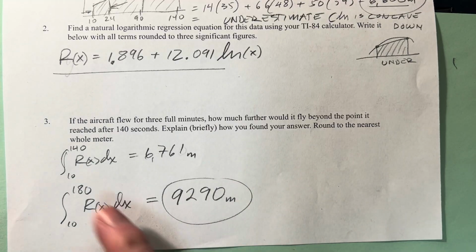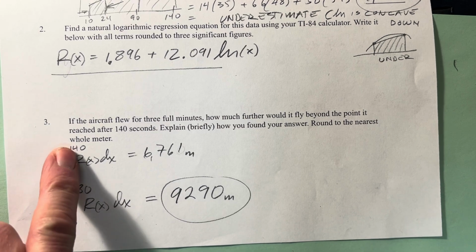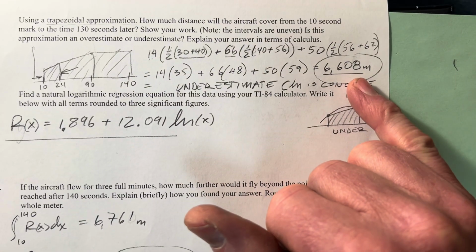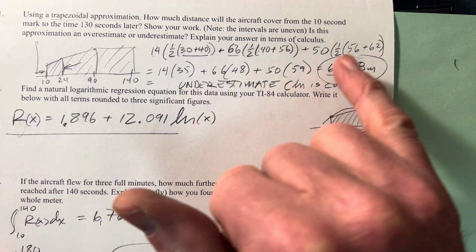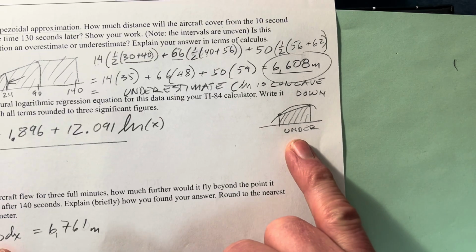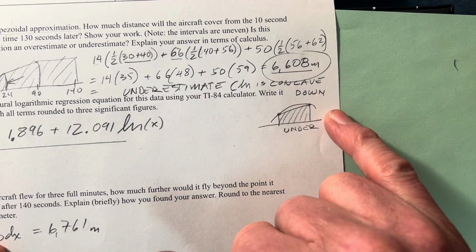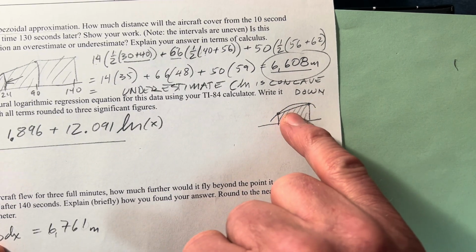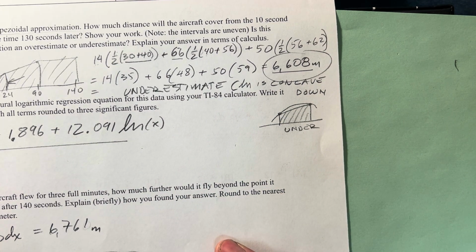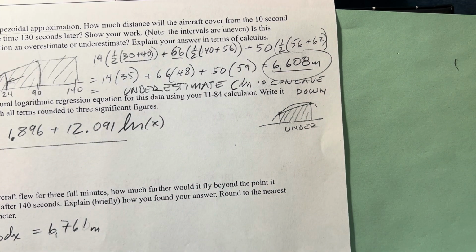So I did the integral from 1 to 140 just to check my work, and I was very close, so I'm confident that that's good. I would expect my work up here to be an underestimate because of my little picture here. The LN curve is concave down, so the corners of my trapezoid will be below that area of concavity. Okay, so that's my calculus-based explanation for all of that.